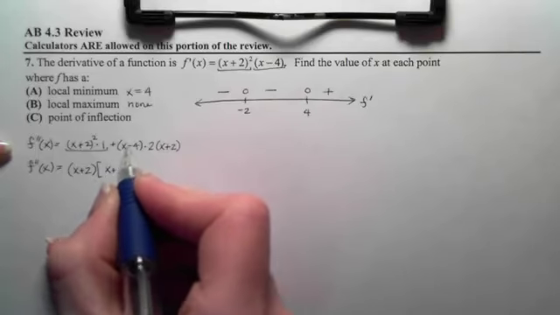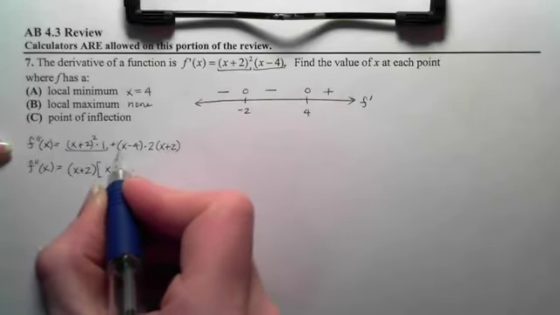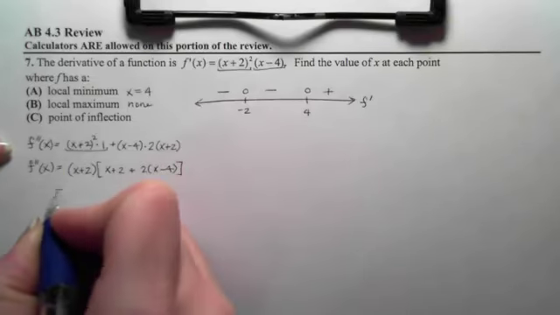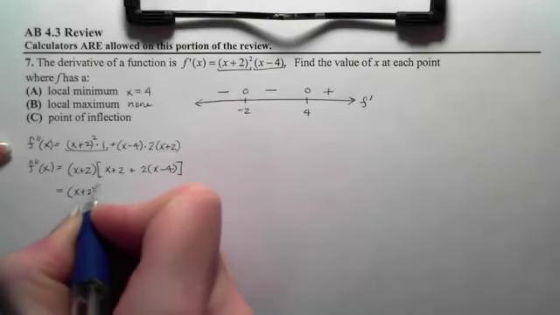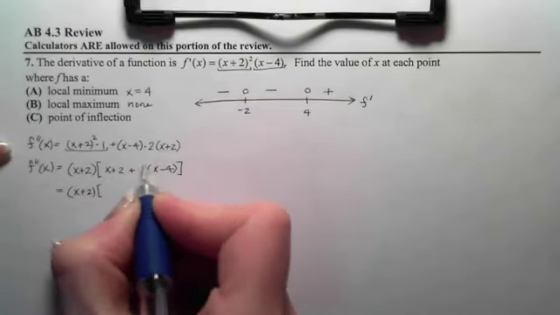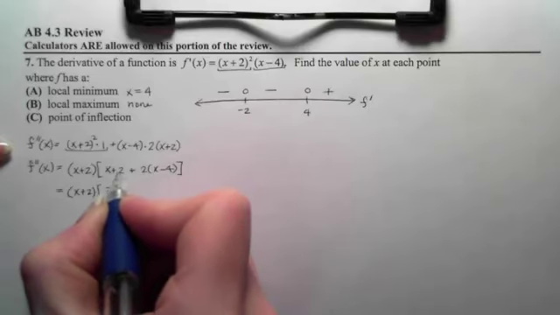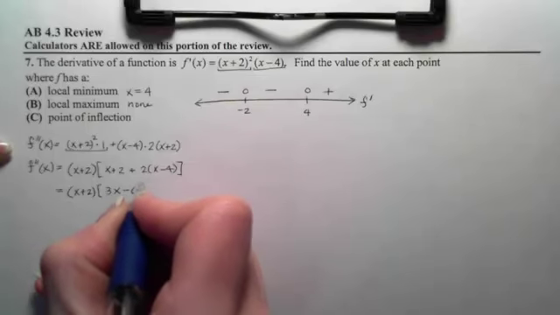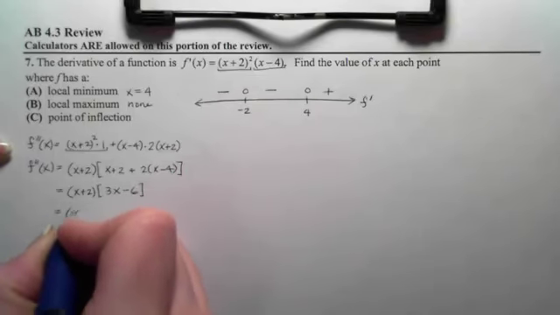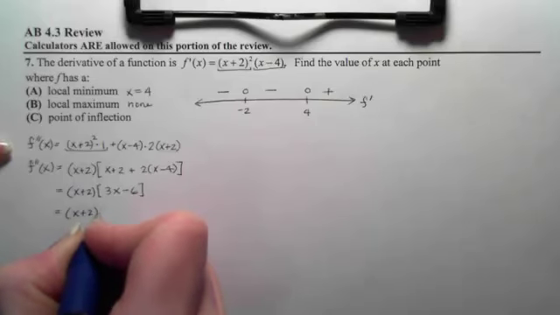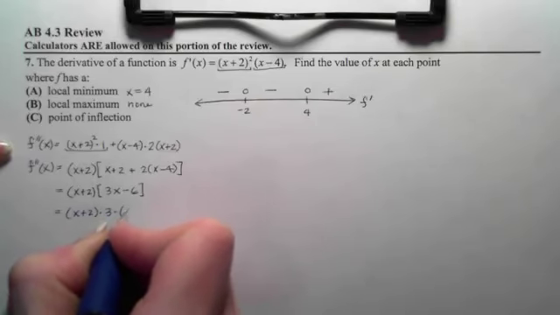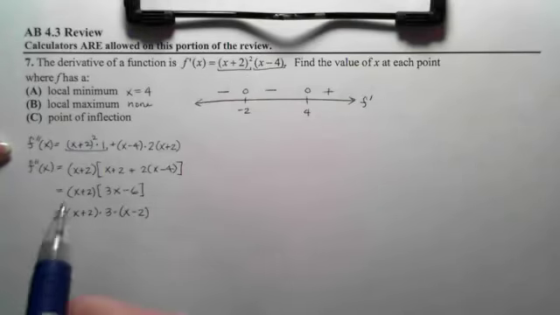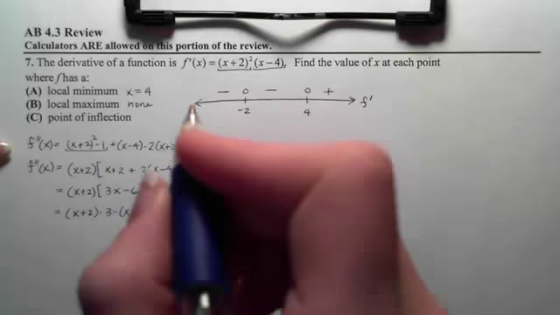With this term back here, when I factored out that x plus 2, I'm left with a 2 times an x minus a 4. So if I multiply that out, I can see I'll have an x plus a 2x is a 3x, and I'll have a 2 minus an 8, which is a -6. So I can finish factoring and see that I can pull out a 3. And now I see that my second derivative is going to have zeros at -2 and +2.